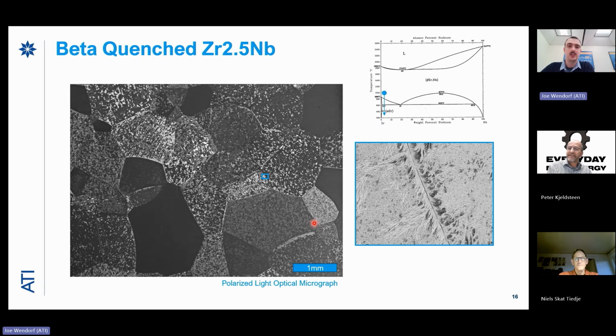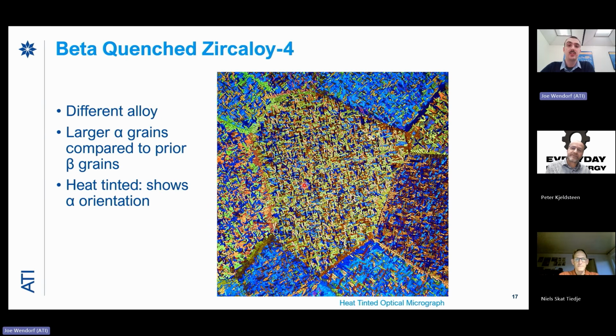And then I think I had one more slide here. So this is a different alloy, but it's a really beautiful heat tinting technique that our metallographer Brad Webb does, just to illustrate the different orientations that are going on here. So you can see this is a prior beta grain, and then all of the alpha laths in this grain. There's only a couple different orientations that are present. You don't have a whole distribution of orientations. There's very specific orientations, and then you can see when you go to this prior beta grain, it's a different subset of orientations that are present.